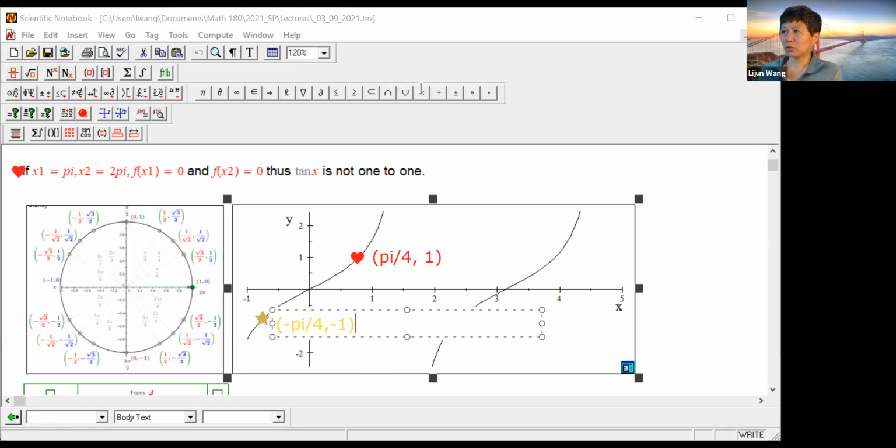What do they correspond to? Oh, this color is too light. What do they correspond to? Pi over 4. I'm going to use purple. What is pi over 4? This is the input, this is the output. Input, output, input, output. That doesn't change. It will never change. Do you guys follow me? It will never change.